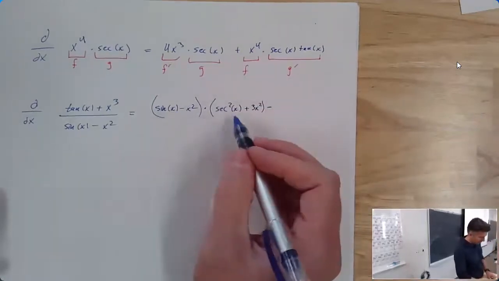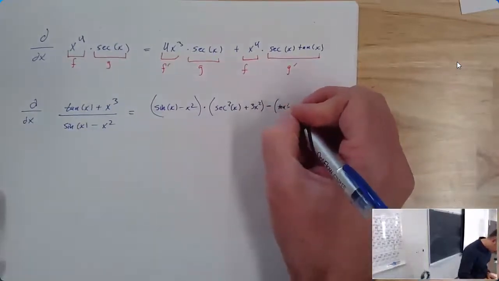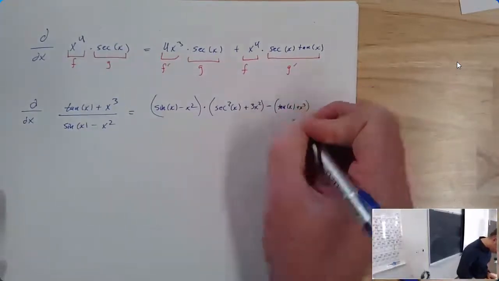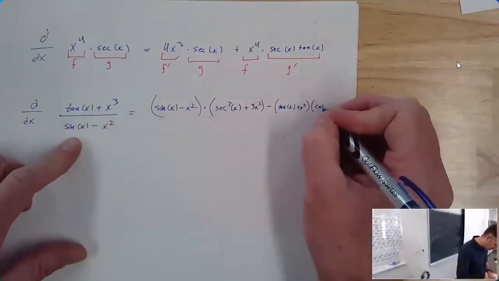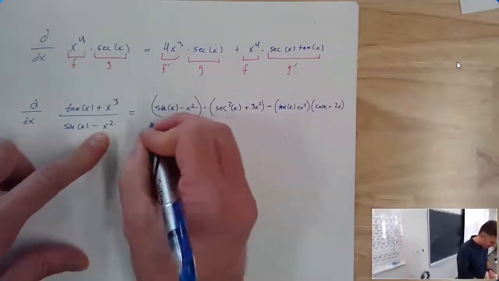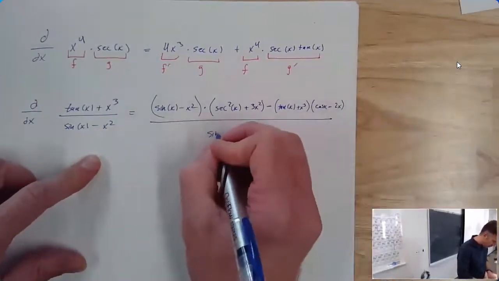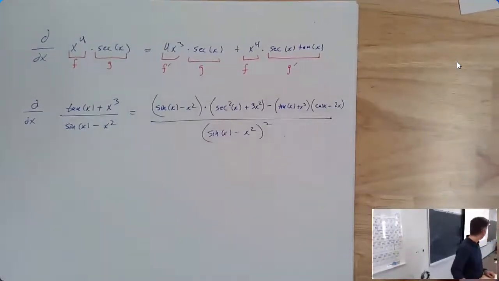So I did bottom times derivative of the top. Now I'm going to do the top times derivative of the bottom. So I'm going to do tangent of x plus x cubed times the derivative of the bottom, which is, derivative of sine of x is cosine of x, minus the derivative of x squared is 2x. All divided by the denominator, quantity squared. Not too terrible. I mean, it's a little terrible, but it's not too terrible.